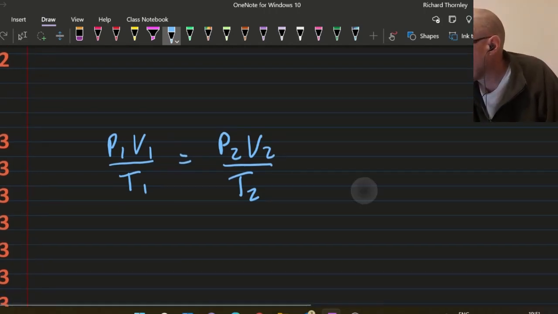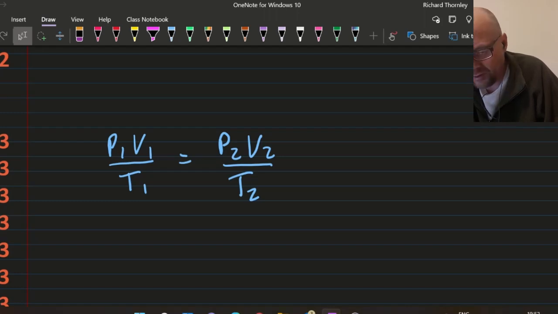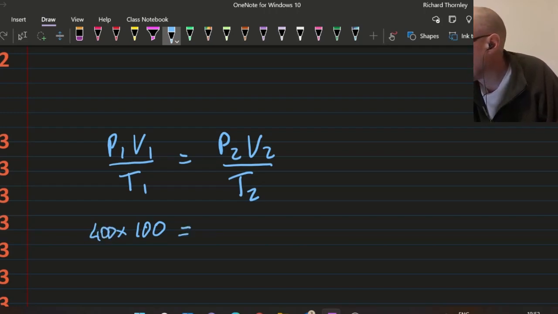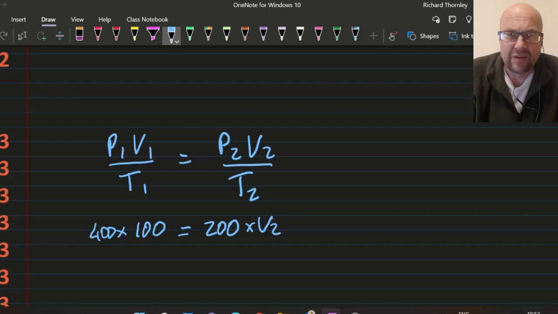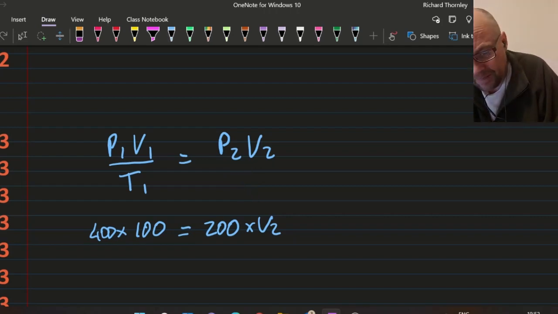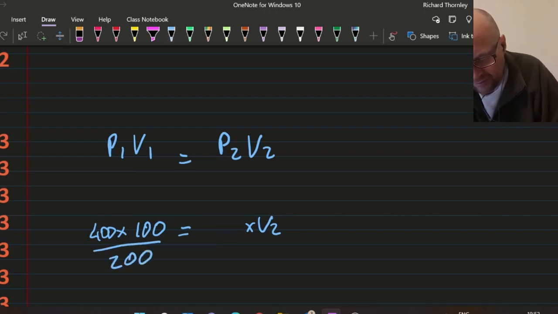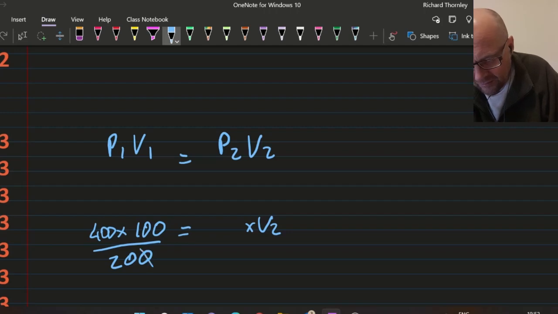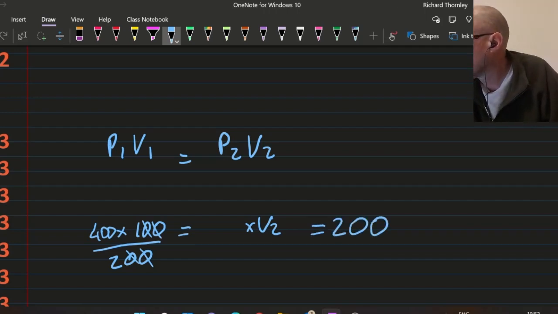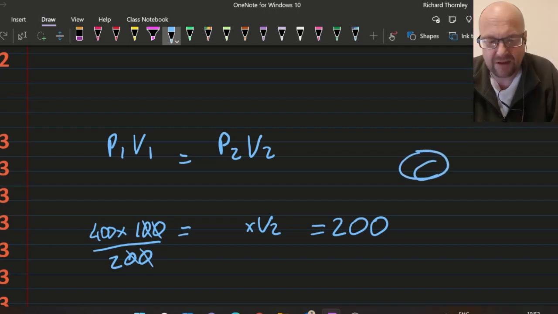So what's the volume of the gas? A pressure of 100. So that's going to be 100 times 400 is changed to 200 times V2. There's no mention of temperature, so I'm going to ignore the temperatures. And that just gives me this simple equation. Divide each side by 200, so that's 200, isn't it? So V2 is going to be 200, which is C. Yep, 3 is C.